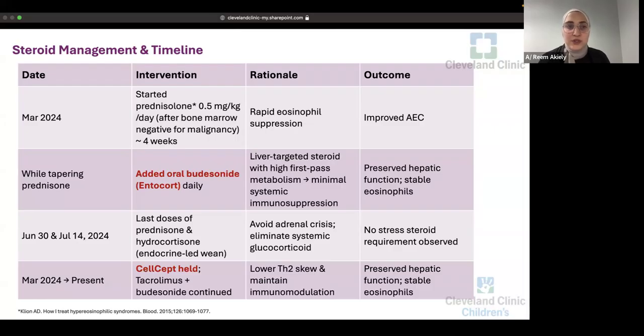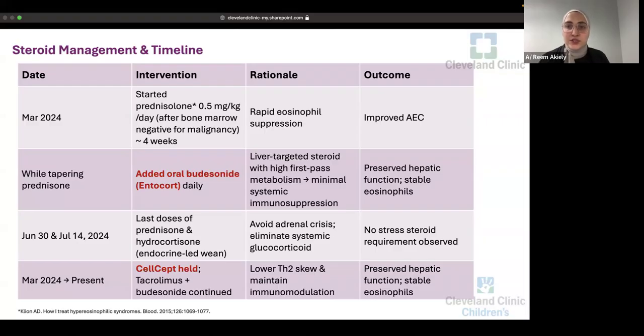While our teams were tapering the steroids, we wanted to make sure that we're not risking the liver at the same time. So our hepatologist had added oral budesonide, or Entocort, daily, and the rationale behind that was it's a steroid with a very high first pass metabolism, thus it's more liver targeted with minimal systemic immunosuppression. Another change to the immune modulation regimen was trying to omit CellCept from the regimen to lower the T helper 2 skew as well, while at the same time maintaining immunomodulation with tacrolimus and budesonide.